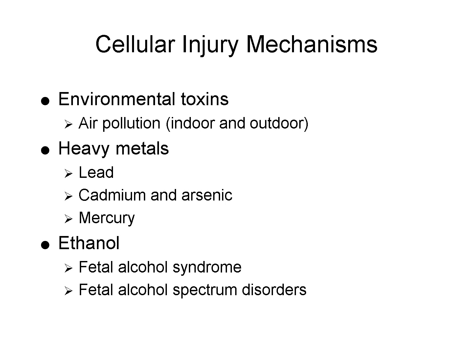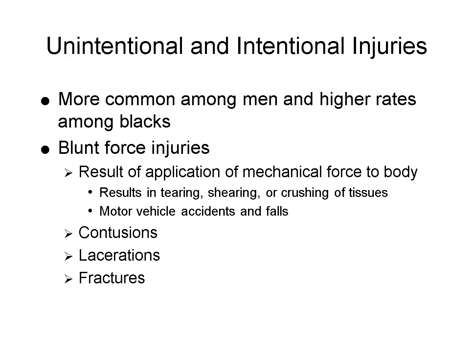and functional impairments. Unintentional and intentional injuries are a major cause of morbidity and mortality, occurring more frequently among men and showing higher rates among Black populations. Blunt force injuries result from the application of mechanical force to the body, leading to tearing, shearing, or crushing of tissues. These injuries are commonly seen in motor vehicle accidents and falls.